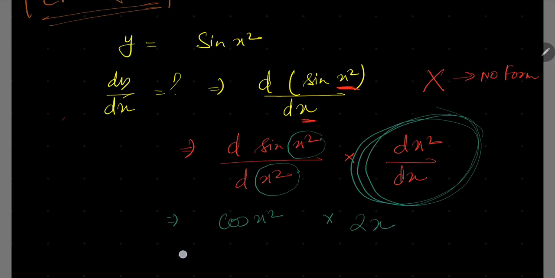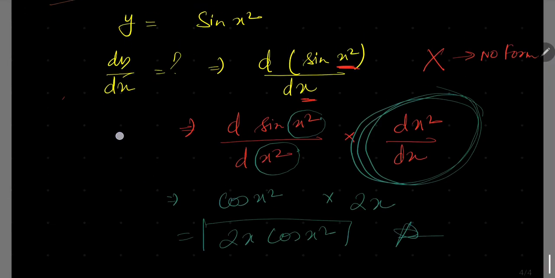So it is 2x. The answer is 2x cos x square. I hope you understand. This is how the chain rule works. Let's move ahead to the next question.